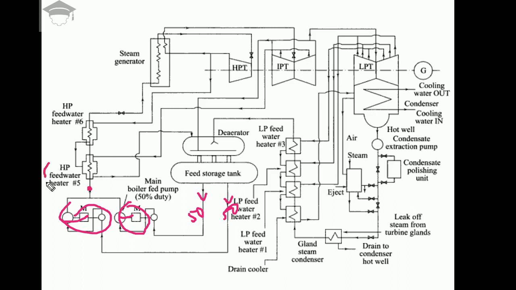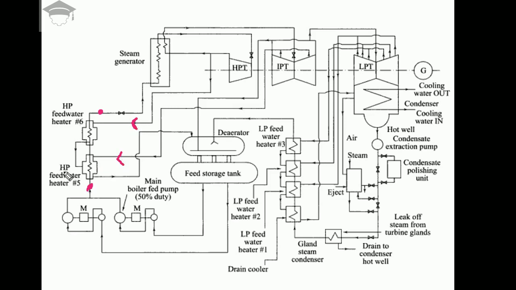So now this is the high pressure feed water heater. Here there were 4 low pressure feed water heaters. Now we have 2 high pressure feed water heaters, number 5 and number 6. So this liquid further increases its temperature from this point to this point with the help of two steam bleeds. Now we have one steam bleed for this and one steam bleed for this.